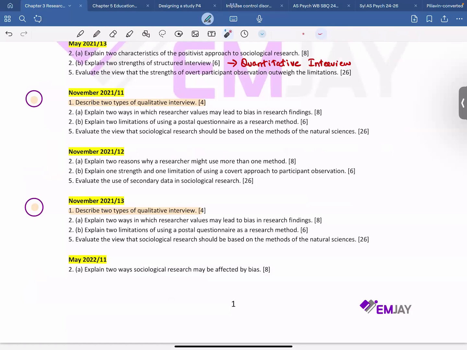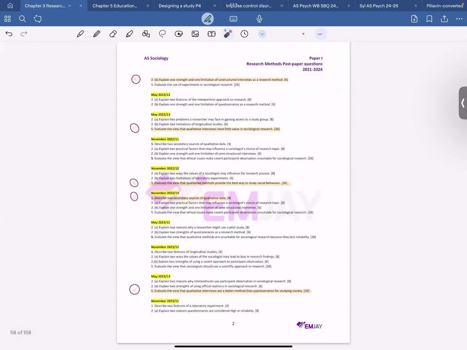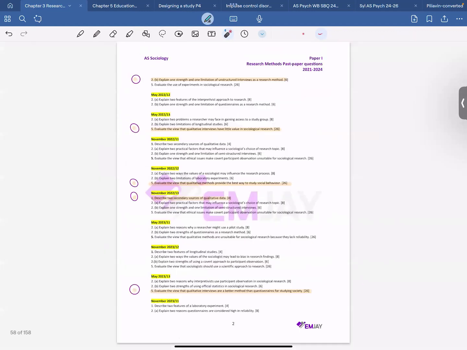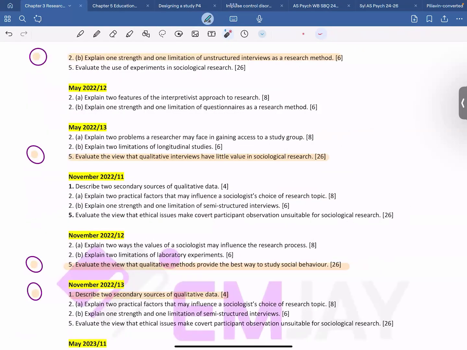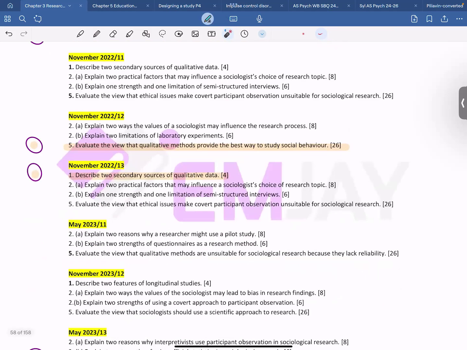Taking it ahead, we have had a question in May, June 2022, variant 1.1, which reads, explain one strength and one limitation of unstructured interviews as a research method. This is a 6-mark question. Moving on, we've had another question in May, June 2022, variant 1.3, which reads, evaluate the view that qualitative interviews have little value in sociological research. Followed by another question in November 2022, variant 1.2, which reads, evaluate the view that qualitative methods provide the best way to study social behavior.